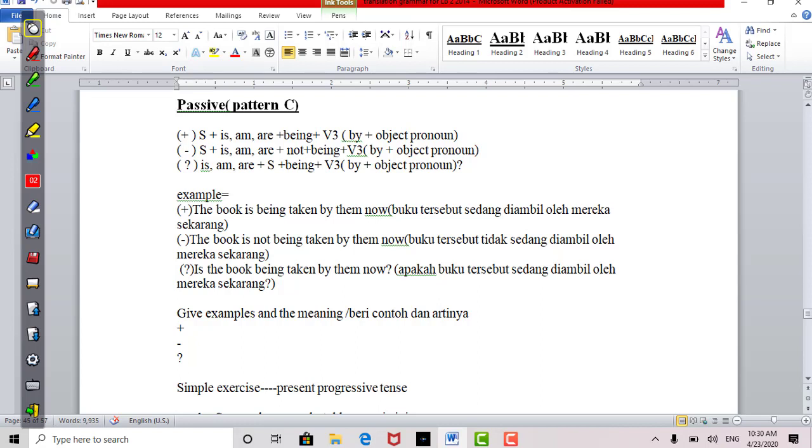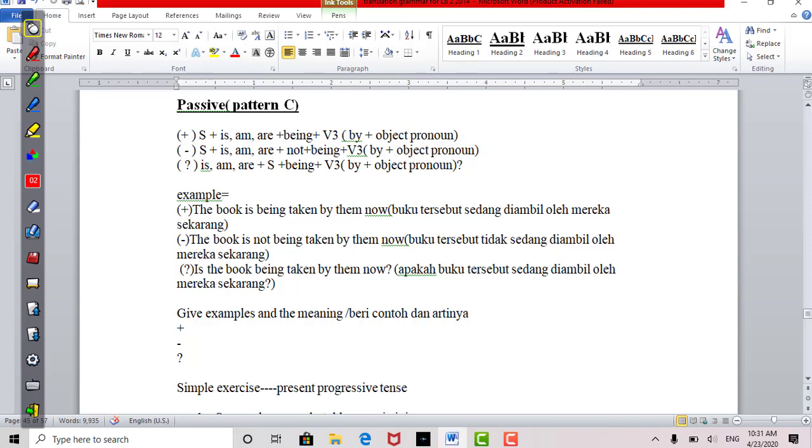For example, pattern A will be: saya sedang menghukum kucing saya karena dia mencuri ikan. Saya sedang menghukum kucing saya sekarang. So if we change to passive, it will be: kucing saya sedang dihukum oleh saya. Okay, so the verbs you will use are dihukum, dipukul, dikerjakan, dipotong. When we want to use pattern C, if we translate into bahasa, kita akan menggunakan awalan di.